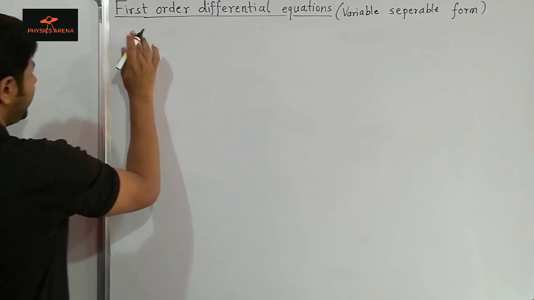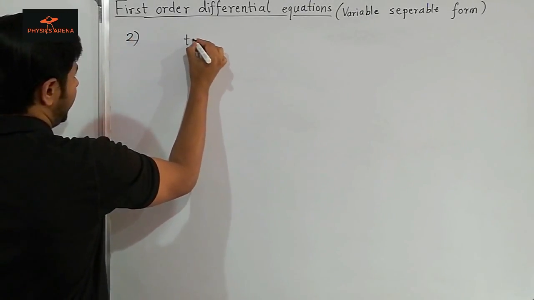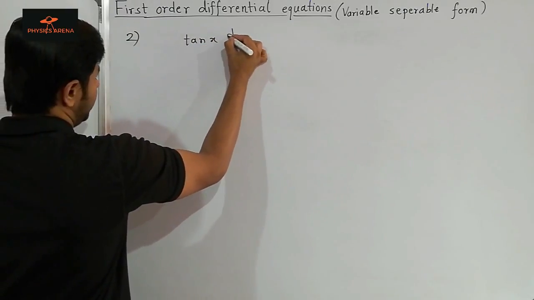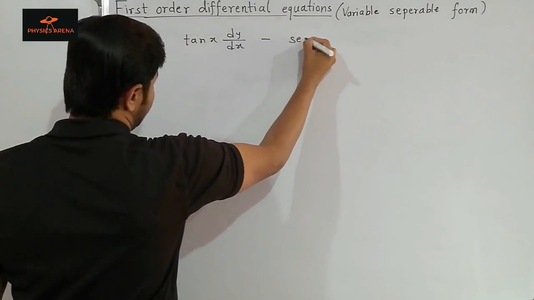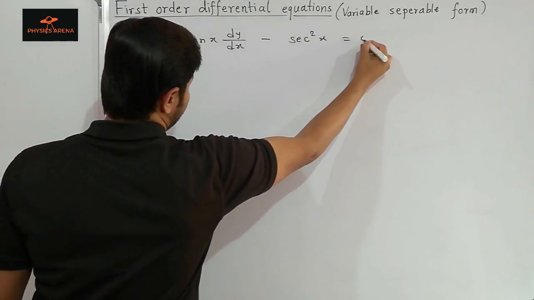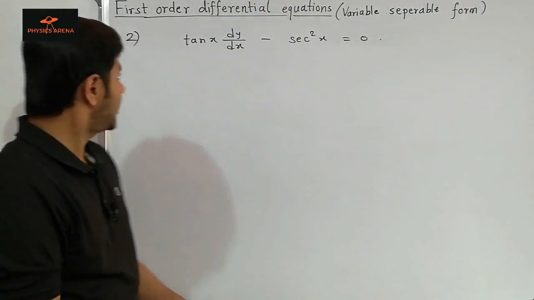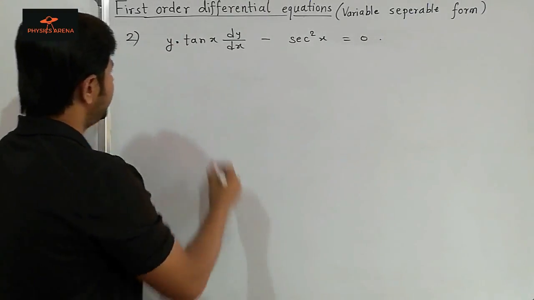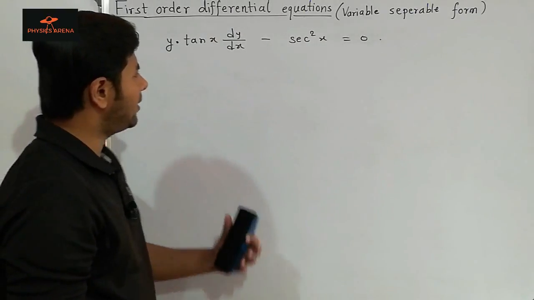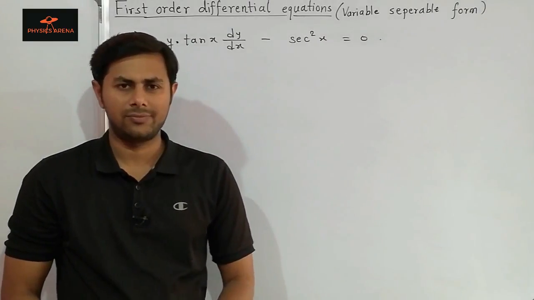Now let's have tan x into dy by dx minus sec square x equals to 0. Let's try to solve this. Okay, let me put this y here. So it is y times tan x into dy by dx minus sec square x equals to 0.